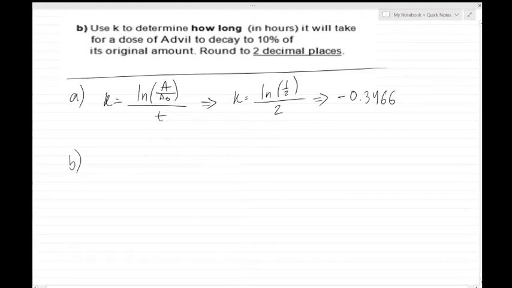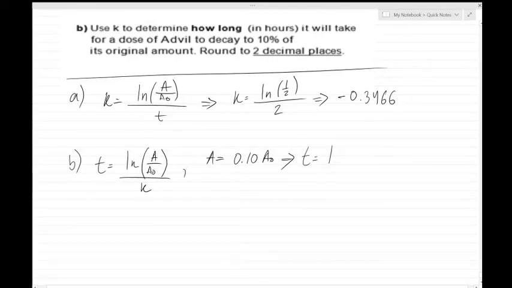Then part B, we're asked to use the K value to determine how long in hours it will take for a dose of Advil to decay to 10%. So how long will it take for 10% of the amount to be there? Here we switch to the other formula, which is T equal to ln of A over A sub 0, all of that divided by K. Remember, A is the final amount, and we're looking for 10% of the initial, so 10% times A sub 0 equals A.